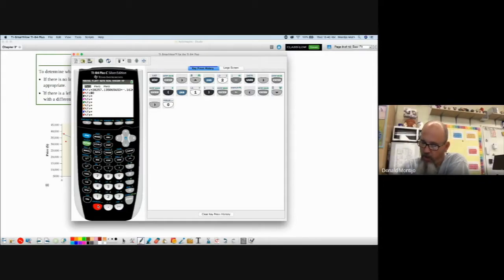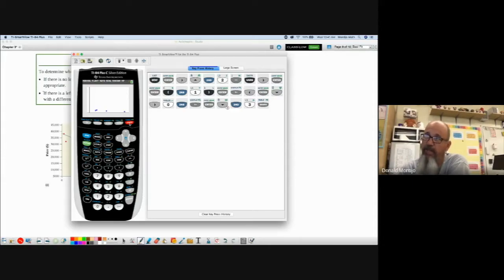And then we're going to make a scatter plot. So I have my plot 1 turned on, but I don't want L1 and L2. I want my x values versus my residuals. So I wanted to do L1 and L3. So again, I want the horizontal line y equals 0 with the scatter plot of L1, my x values, and L3, my residuals. I'm going to hit graph. Oh man, I don't see much. That's all right.